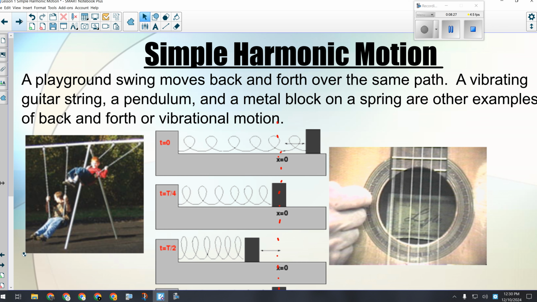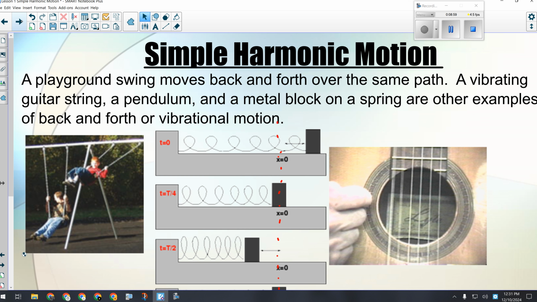You have a vibrating guitar string. That's also an example of simple harmonic motion. That's how we can use strings to make music. If I pluck a string, it's going to make a certain sound, because it's going to oscillate back and forth at a certain frequency or with a certain period. Different strings will oscillate at different frequencies because the strings are all what? Different sizes, yeah.